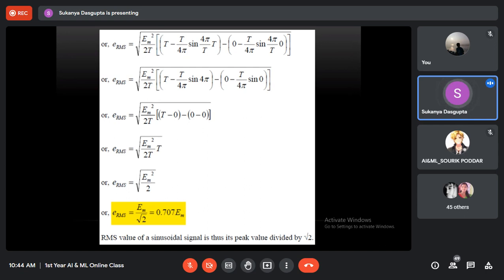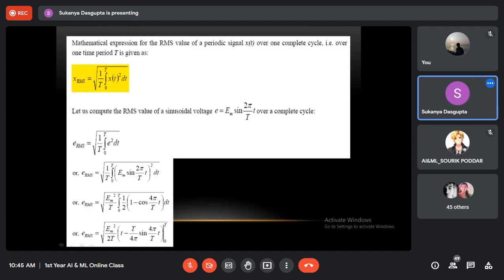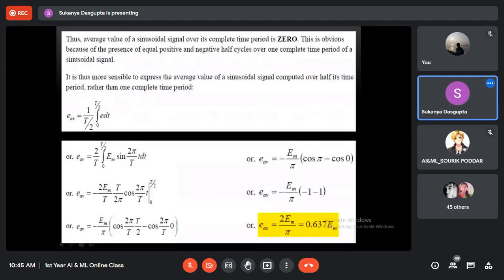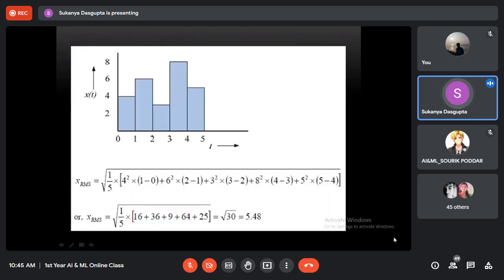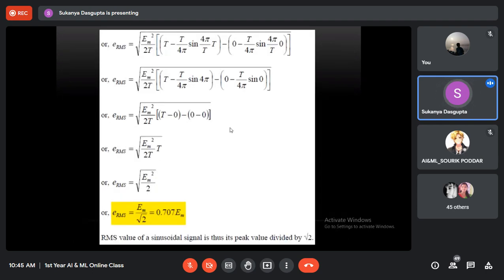And what was the generalized expression of the average value of a sinusoidal signal? It was 0.637 of Em. Can you remember that? The average value of a sinusoidal signal is 0.637 of Em, where Em is the maximum voltage. And in case of the RMS value, it is 0.707 times Em. So it is just the peak value divided by root 2.